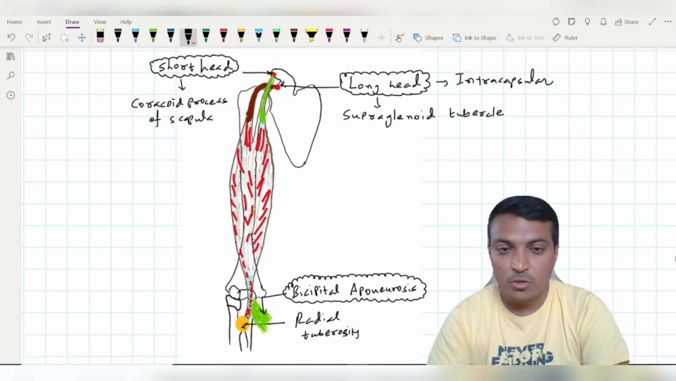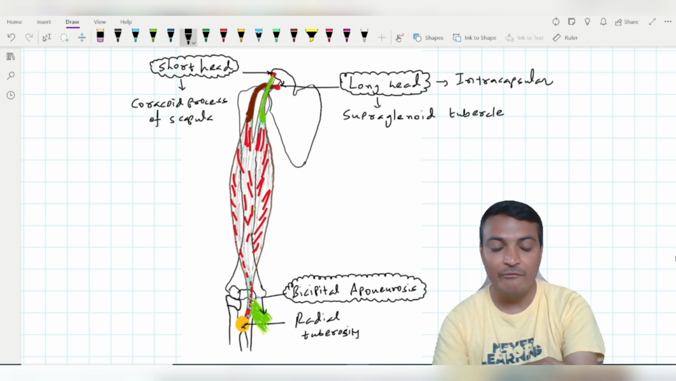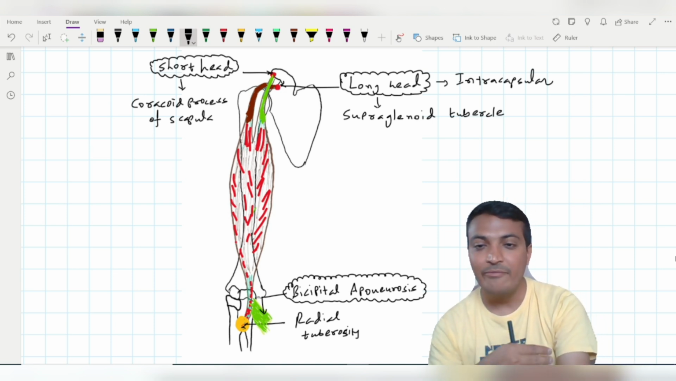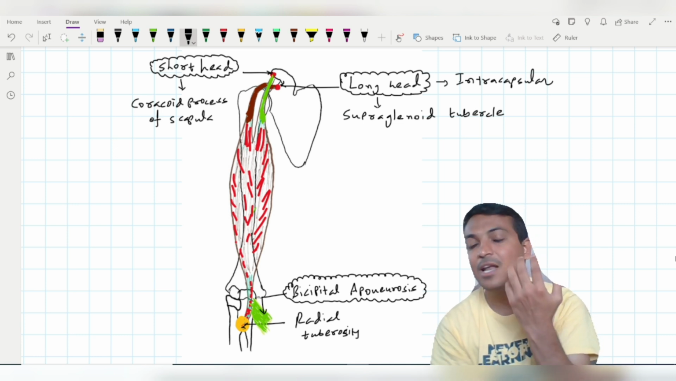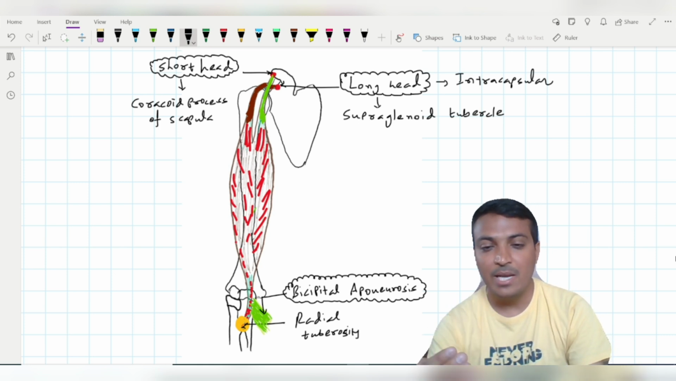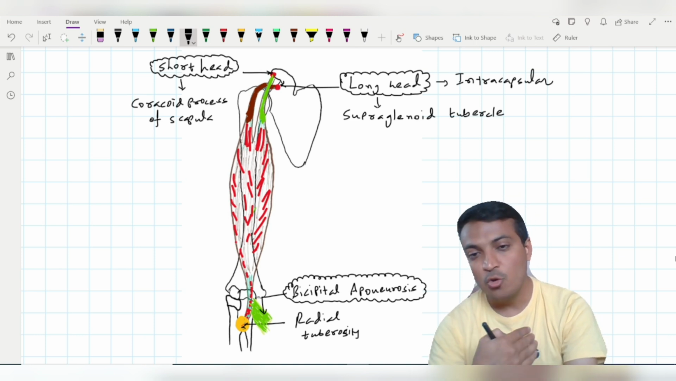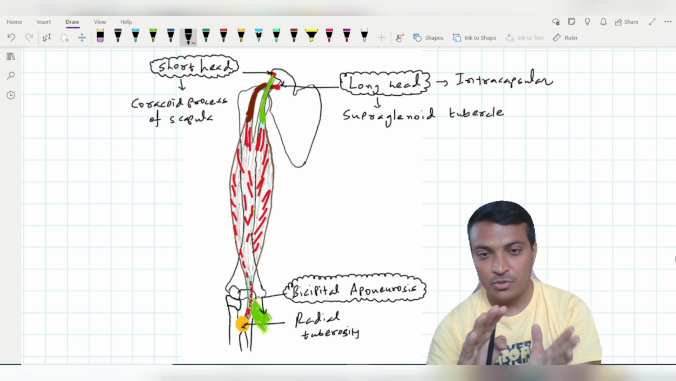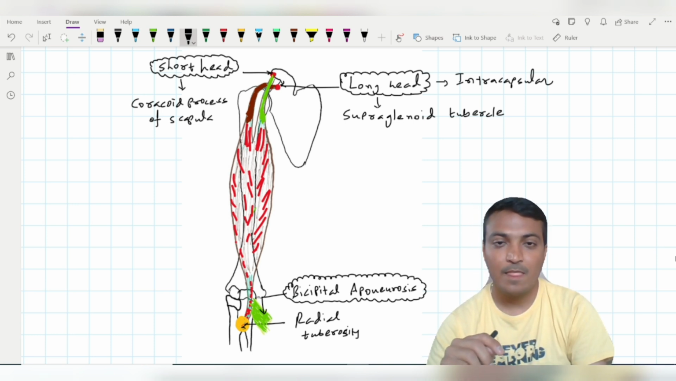This bicipital aponeurosis, after getting origin from the medial side of the tendon of the biceps brachii, runs downward and medially and reaches up to the deep fascia of the forearm. And through the deep fascia it inserts over the posterior subcutaneous border of the ulna. The clinical importance of this bicipital aponeurosis is that under it the brachial artery lies, and over it the median cubital vein lies, and these structures remain in their position because of this bicipital aponeurosis.